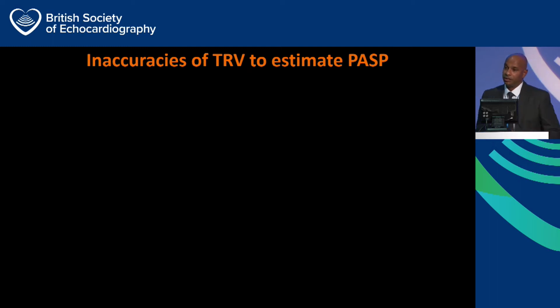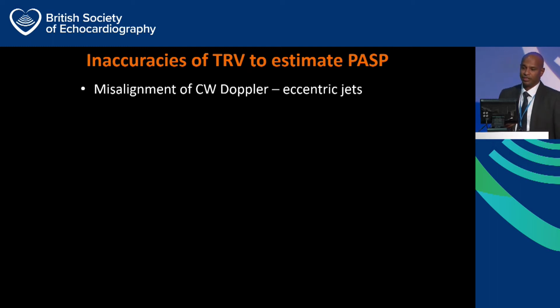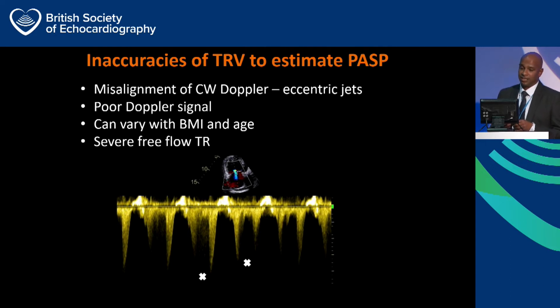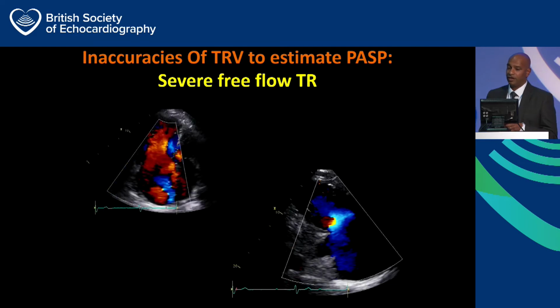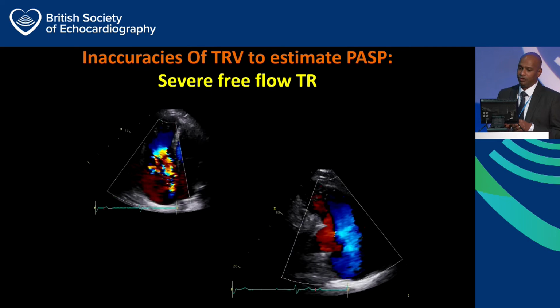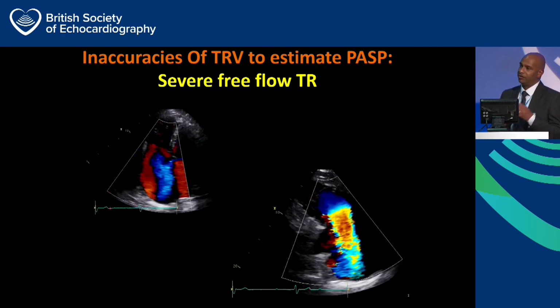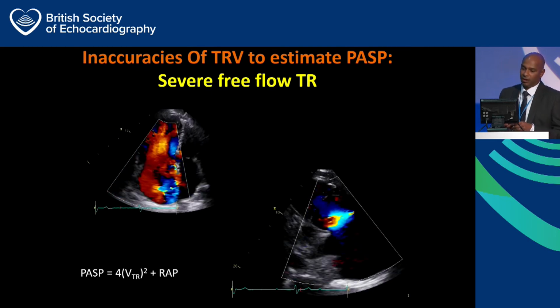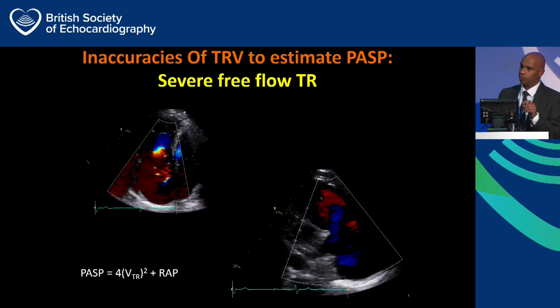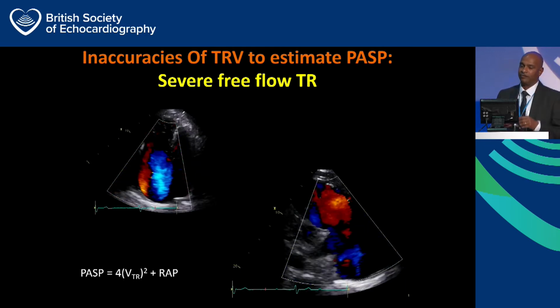However, there are inaccuracies in using this method to estimate pulmonary artery systolic pressure. You may have an eccentric jet, so the Doppler's not cutting through it. You can have a poor Doppler signal. It increases with increasing BMI and increasing age. And in cases of severe free-flow tricuspid regurgitation, if we measured the TR velocity and used that in a Bernoulli equation, that would greatly underestimate true pressures. We're taking that inaccuracy, and when we put it into a Bernoulli equation, we're squaring it, we're then quadrupling it. So you can see how quite a small error to start with is amplified.